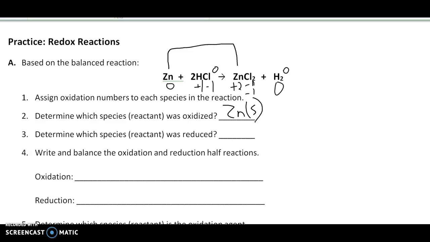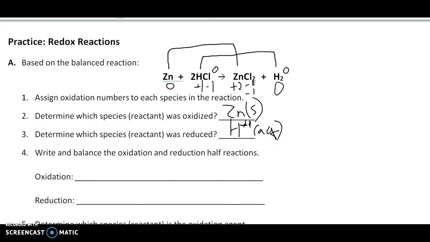Which species was reduced? So which one is going down in oxidation number? And that would be hydrogen. It goes from +1 to 0. Now because HCl, because they're bonded together, this is really an ion. So we're going to write H+1, and that is our aqueous ion.